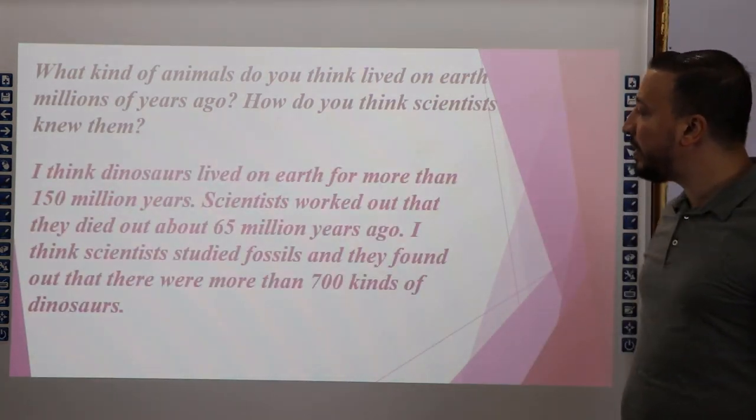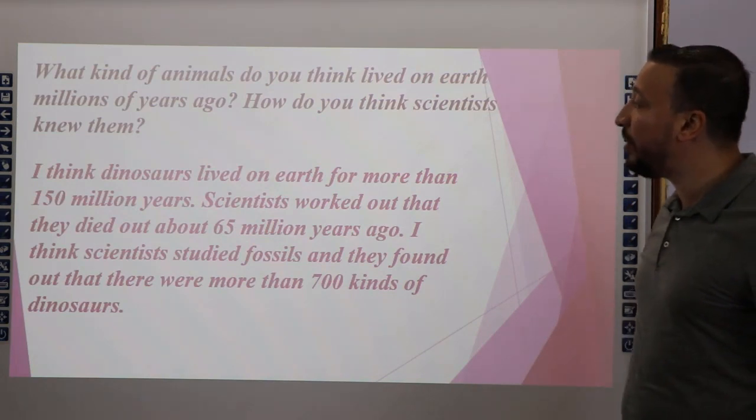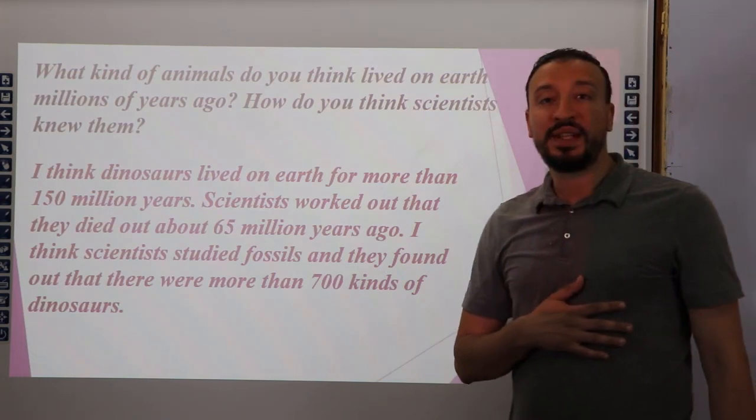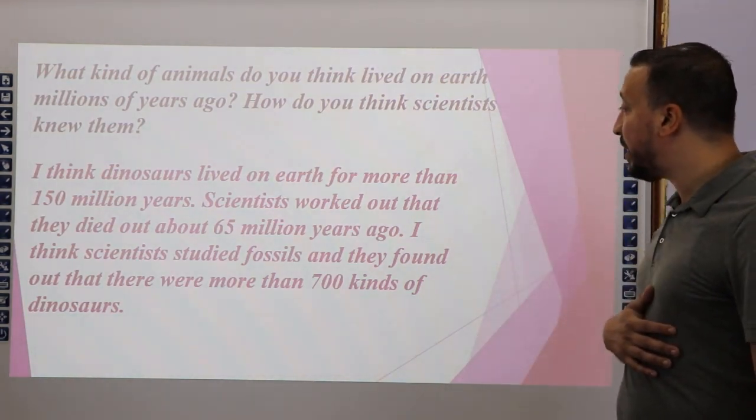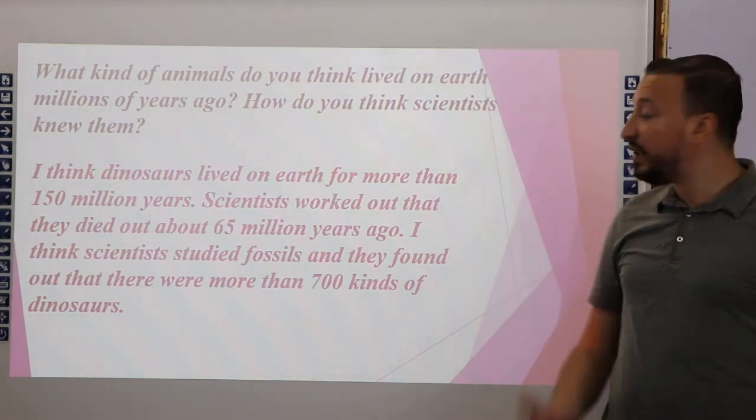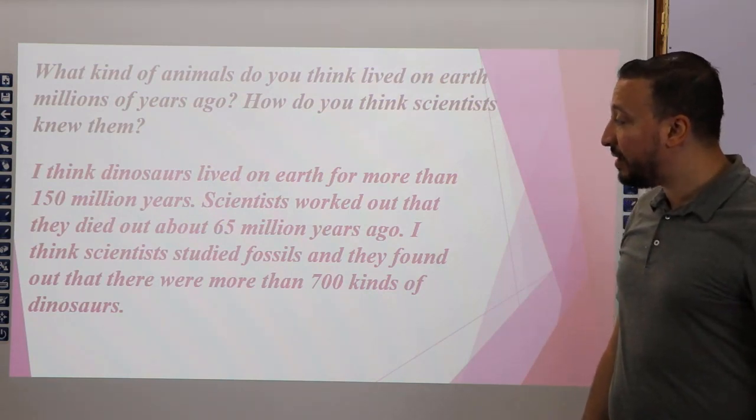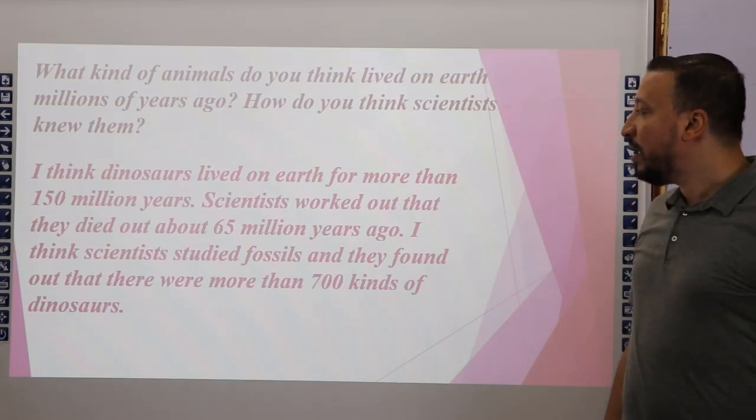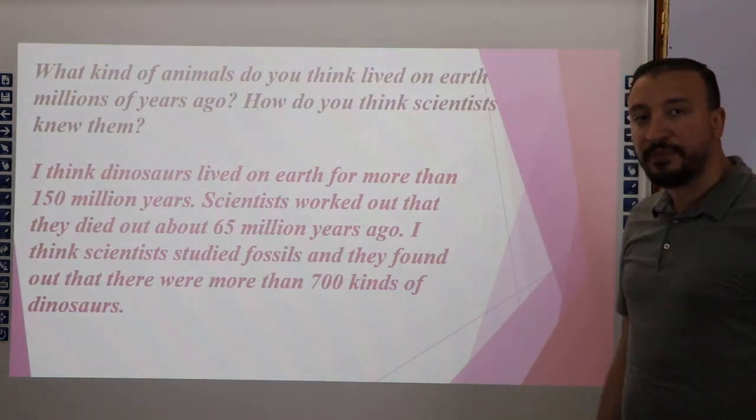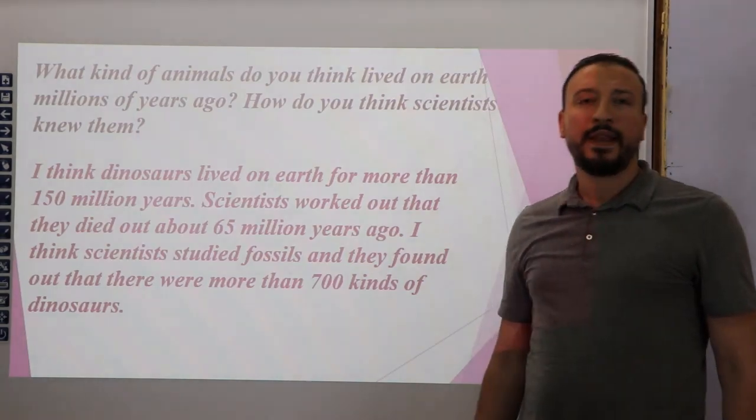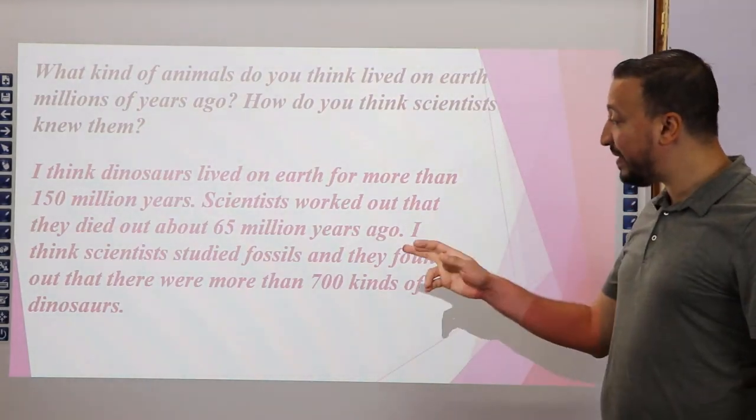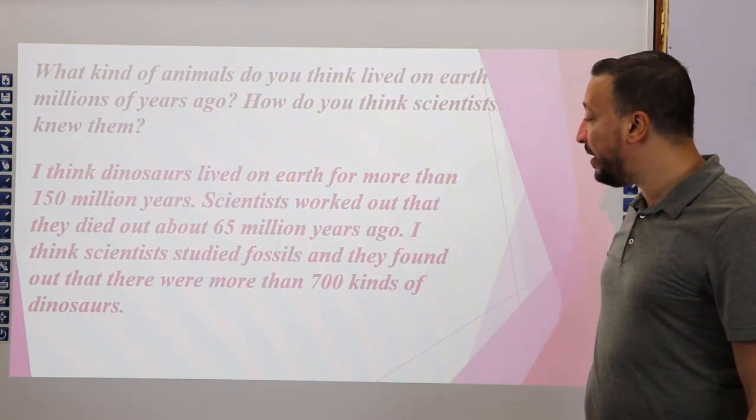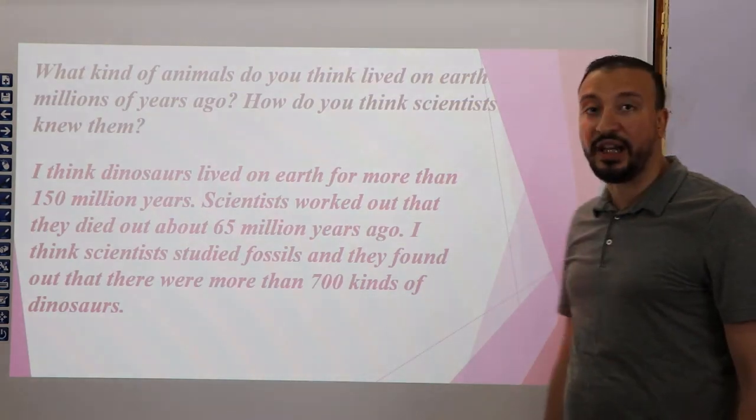I think dinosaurs lived on Earth for more than 150 million years. Scientists worked out, يعني استنبطوا أو استنتجوا, that they died out about 65 million years ago. I think scientists studied fossils. Fossils دي خدناها قبل كده يا شباب اللي هي بمعنى حفريات. يبقى scientists studied fossils and they found out that there were more than 700 kinds of dinosaurs.